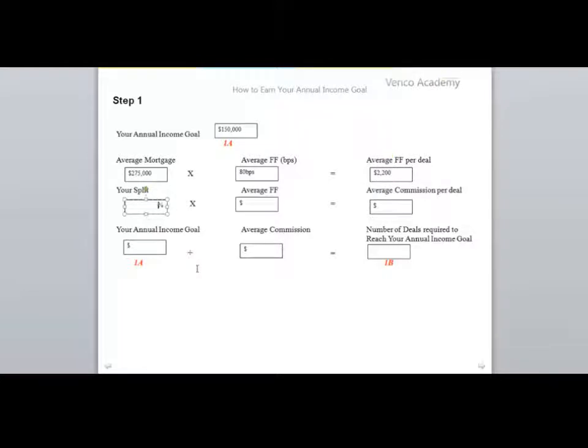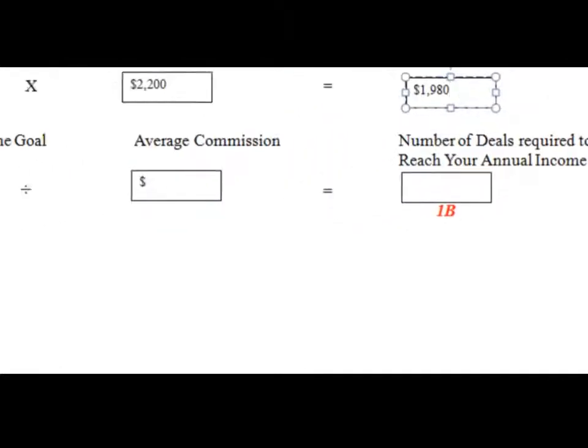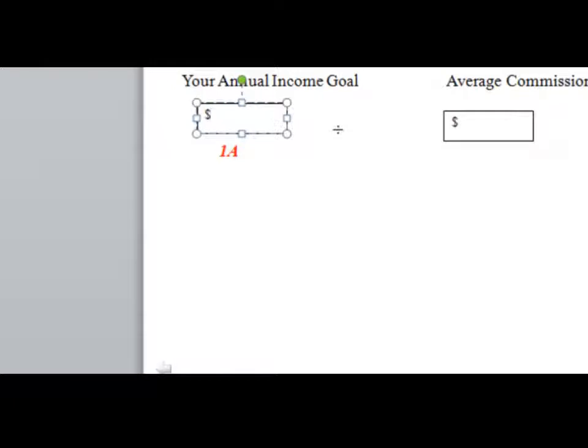If you move down to your split, in my example, I'm going to use a 90% split. So say my split is 90-10 with my broker owner. Then I'm going to put in my average finder fee, which is this amount here. In my example, $2,200. I'm going to multiply the two, and it will result in the average commission that I make per deal after my split. And in my example, it's $1,980.